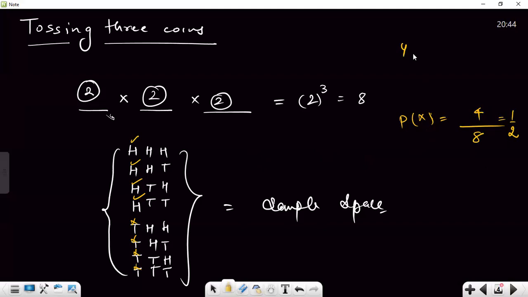Let's take one more event, Y, when there is a tail on the second coin and a head on the third coin. This is our event, very specific. So we have to check all those cases where we had a tail on the second coin and a head on the third coin.